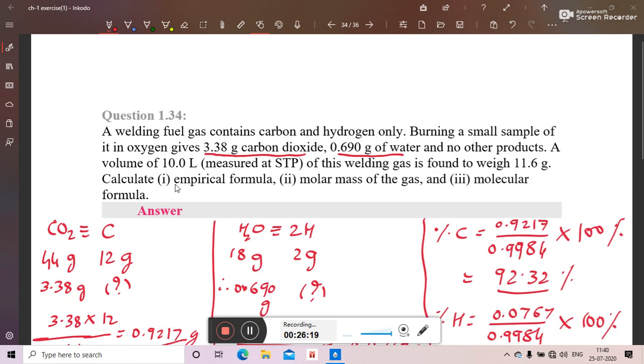So we have solved number 1, that is empirical formula. Now the second thing we have to find is the molar mass of the gas. The molar mass of the gas can be obtained from the third sentence, that is a volume of 10 liter at STP of this welding gas is found to weigh 11.6 gram. So from this information we can obtain molar mass.